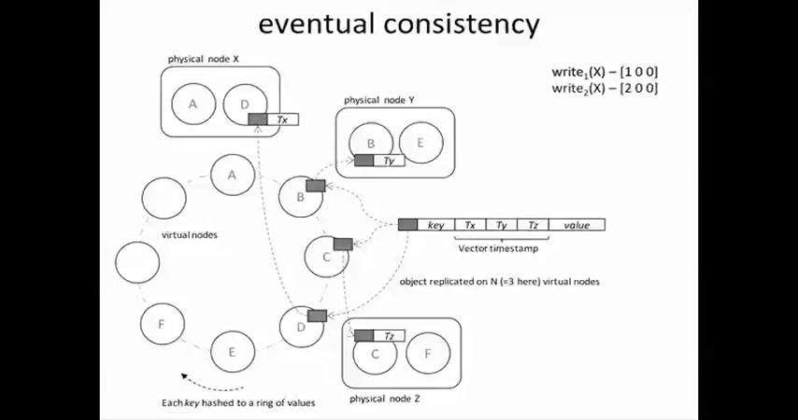Next, we may want to write it again at physical node x, in which case we simply update the vector timestamp to 200 and forget about the old 100 version which was written earlier. That's because in vector terms, 200 is greater than 100 in that at least one of the terms is greater than the one in 100, and the others are at least equal to the same in this vector.